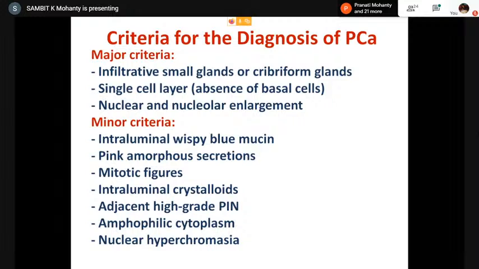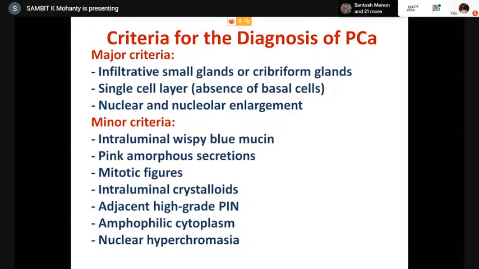What are the minor criteria? You see some mitotic figures. Mitotic figures, trust me, are not readily discernible in prostate. And the Ki67 is usually low even in the highest Gleason grade of prostate cancer. So if you're using Ki67 to differentiate a BPH or a benign gland from a malignant gland, it's not going to be of use.